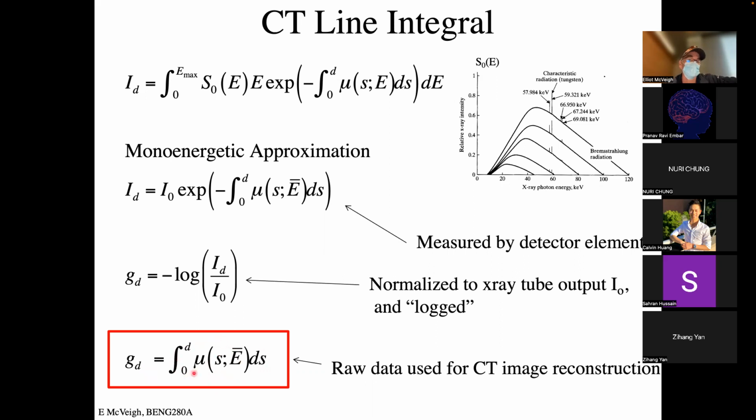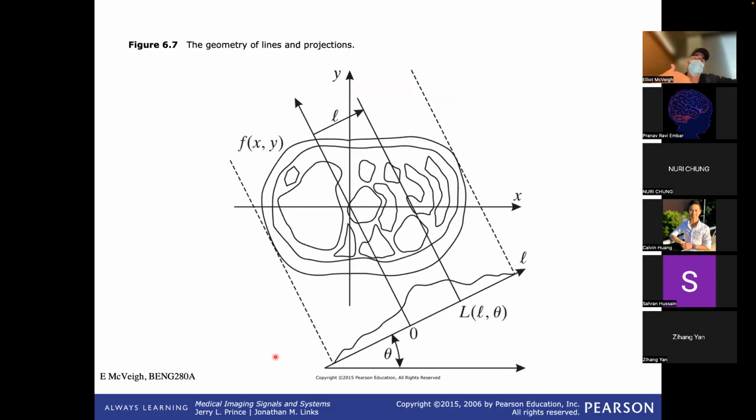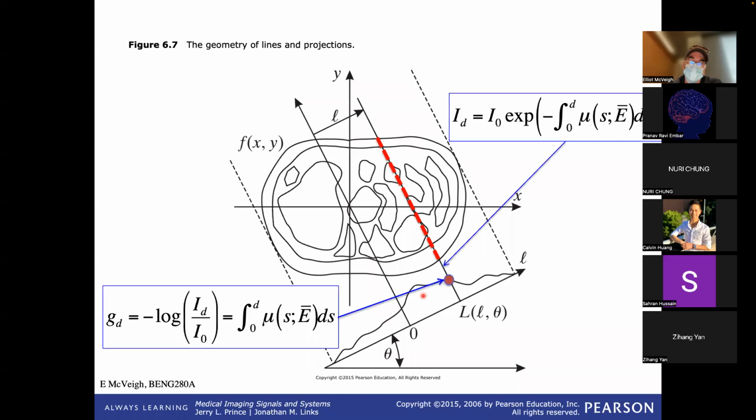This is our raw data, essentially, that's used for CT reconstruction, right? When we plot it up and look at it, that's what it looks like. That's fed into the reconstruction algorithm. So going back here, we have I naught coming in here, right? And then ID comes out the back, right? This is what's going to hit the detector. And then we can create a function here, which is G, at this point, which is proportional to this thing, okay?